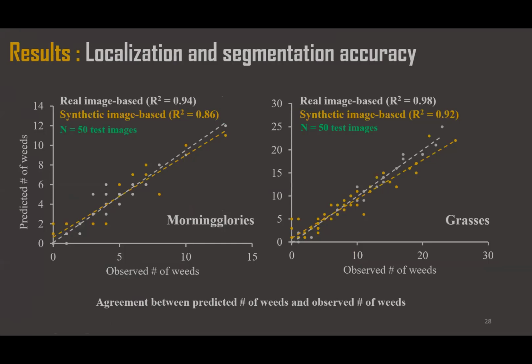Moving to the results for my first objective. On the screen, you can see two different graphs that show the agreement between the predicted number of weeds and the observed number of weeds by these two models, the real image-based model and the synthetic image-based model. On the x-axis, we have the observed number of weeds, and on the y-axis, the predicted number of weeds. We tested these models over 50 test images. We can see that the real image-based model provided a better R-square value compared to the synthetic image-based model, but it should be noted that the synthetic image-based model was really quick and time efficient, and it still provided comparable accuracy to the real image-based model.